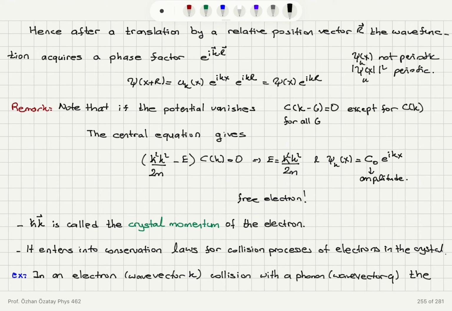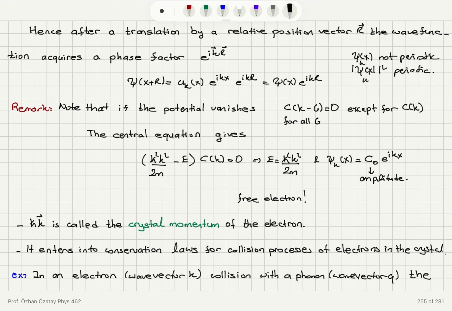That tells me that the energy must be equal to h bar squared k squared over 2m, and the solutions of the Schrodinger equation are of the form C0 e to the i k x. That basically boils down to the free electron case. So we check the limit of the free electron case. When we equate the potential to 0, we find that we do recover the free electron solutions. The momentum h bar k is called the crystal momentum of the electron.